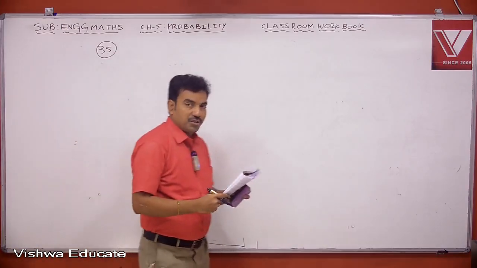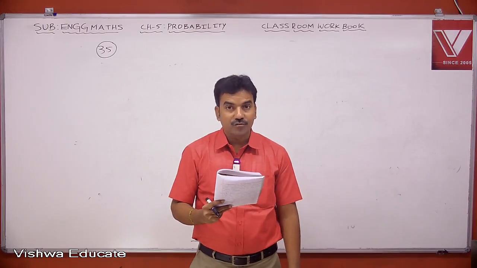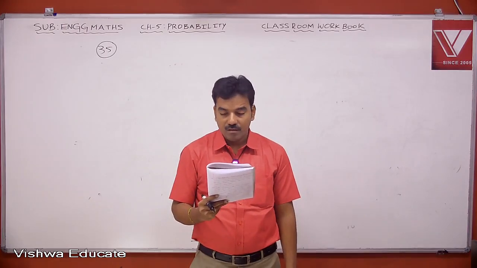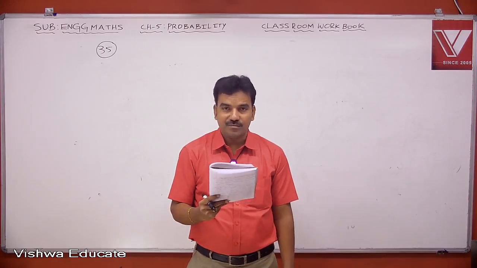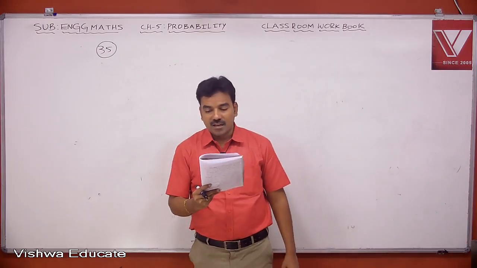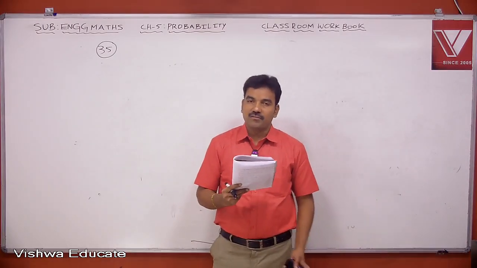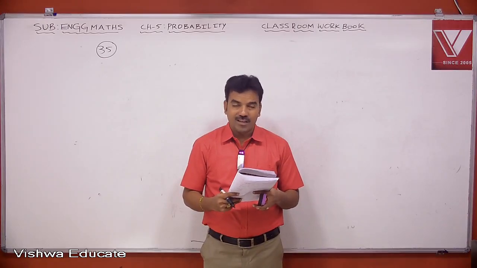Just read the question. A fair coin is tossed till a head appears for the first time. The probability that the required number of tosses is odd. Very interesting question. A fair coin is tossed till a head appears for the first time. The probability that the required number of tosses is odd is.